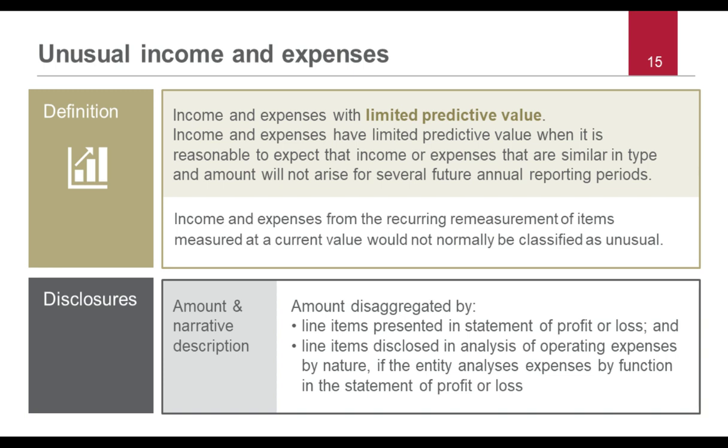Can you explain why that is? So you're right, this definition is forward-looking, and that may be different to how some identify unusual or similar items in current practice. So the proposed definition aims to meet the objective of identifying those items that have limited predictive value, rather than something that just hasn't happened before. Now, companies might consider past occurrence of income or expenses when assessing whether it's reasonable to expect they will occur in the future, but past occurrence is not a decisive factor in the definition.